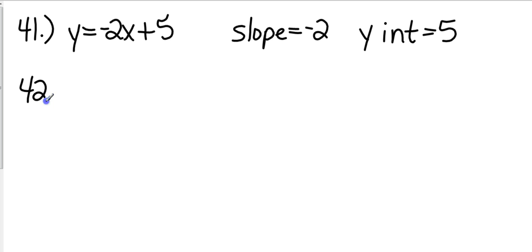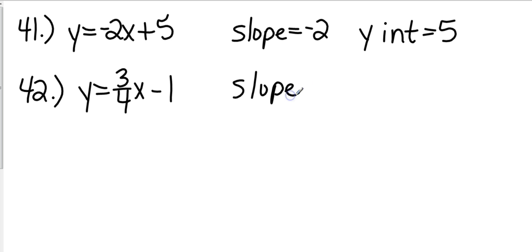Let's look at 42. Same type of problem. The answer to number 42 is y equals 3/4 x minus 1. Again, these are the answers first, and then the problem second. So this told you that the slope was 3/4 and that the y-intercept is negative 1. Again, y equals mx plus b form.